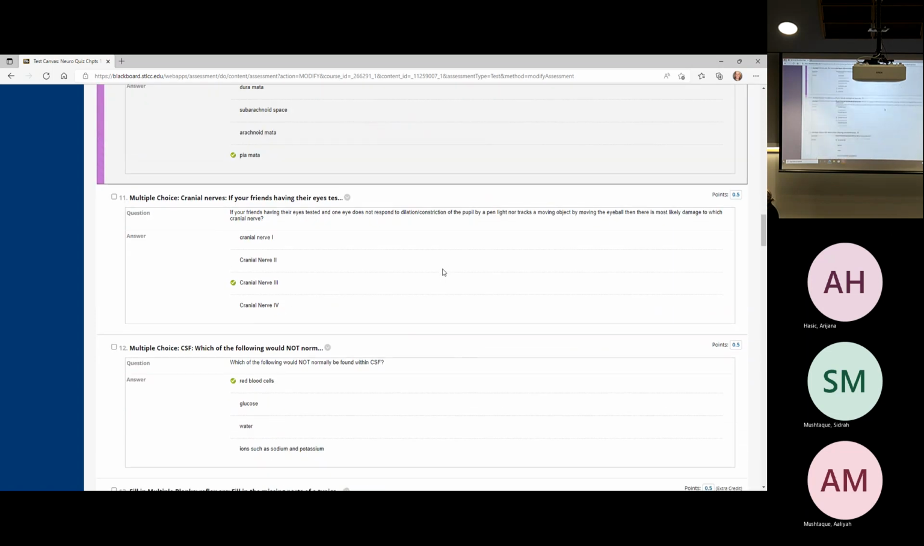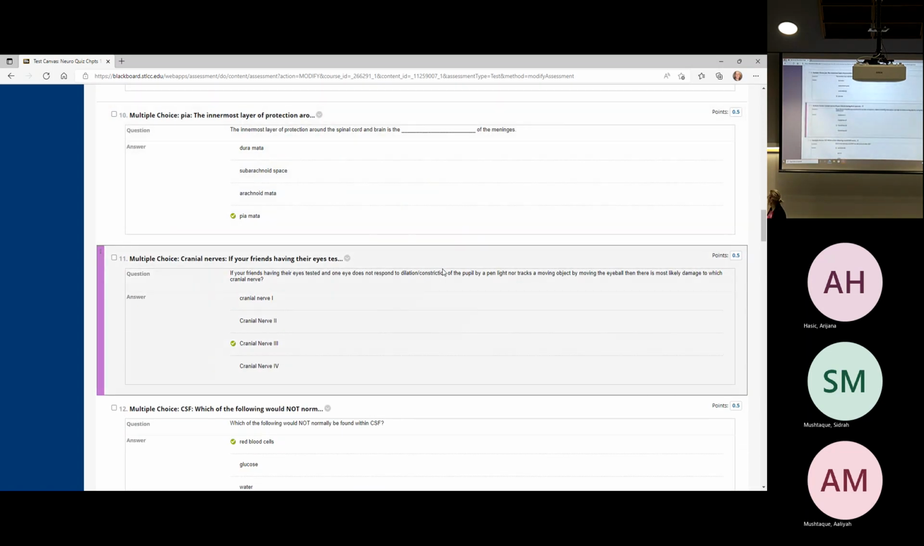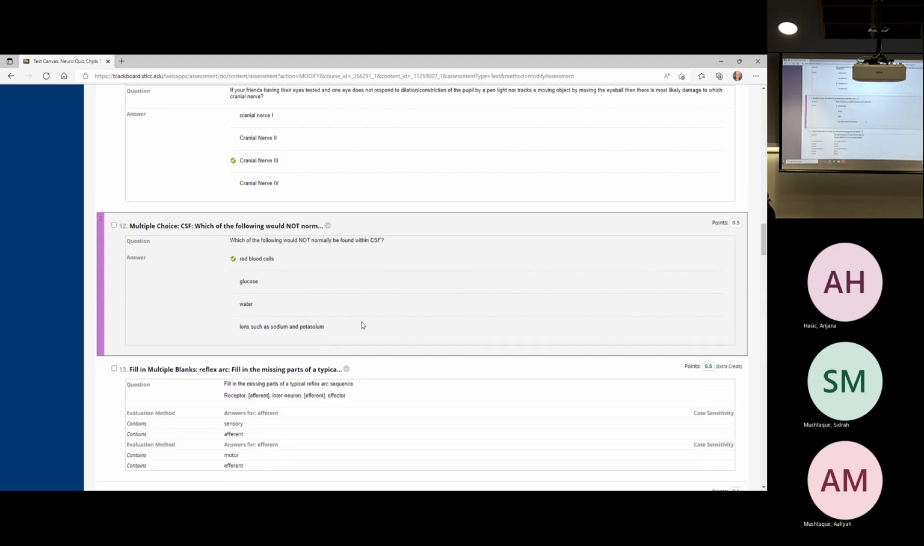Okay, the innermost layer of protection around the spinal cord and brain is the blank. The pia, right? Yeah. Okay, the pia. So what's the outer one? What's the middle? Subarachnoid. And then where do we expect to find fluid from the CSF? The subarachnoid space. Okay? All right.